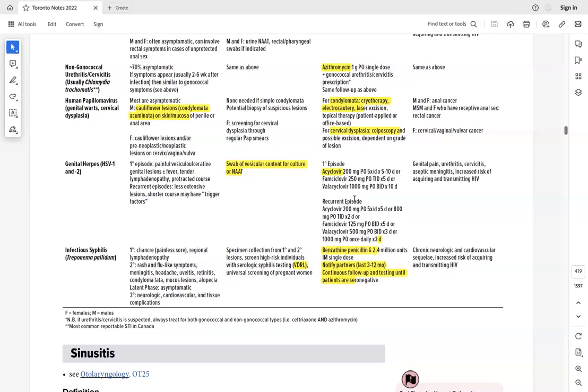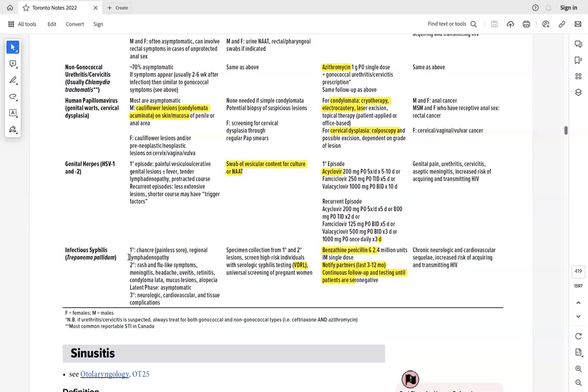If it is recurrent, again, for recurrent also, we give the acyclovir antiviral, but just the duration will change. Or we can give it prophylactically also. Complications are genital pain, urethritis, cervicitis, aseptic meningitis, increased risk of acquiring and transmitting HIV.